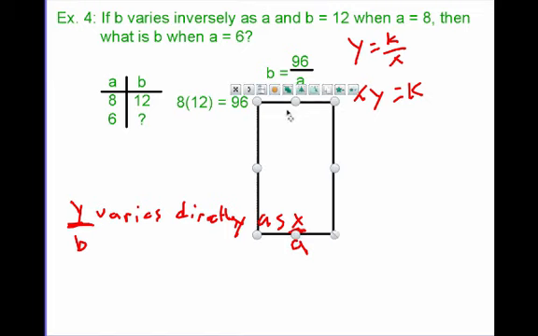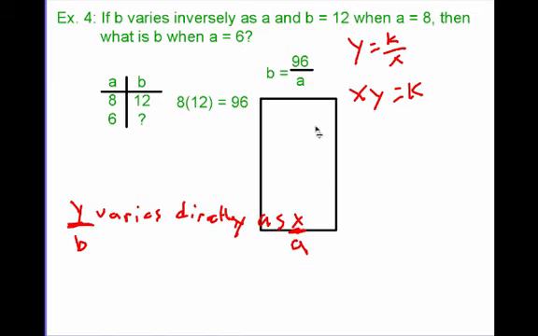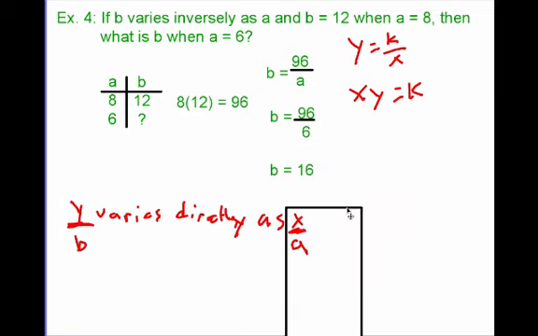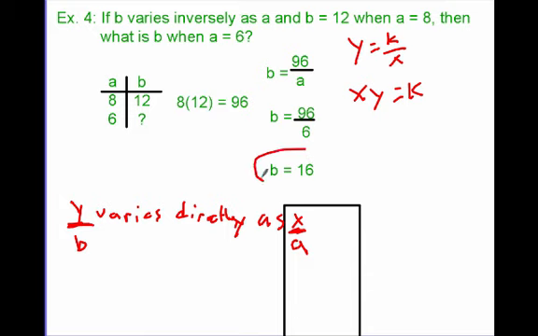So I just go ahead and plug in 6 for a, so b equals 96 over 6, which gives me b equals 16. So, all I did is I knew the fact that they varied inversely, so I multiplied my a times my b to get my k, plugged that into my equation, plugged my known number into the equation, and worked it out to get my missing number.